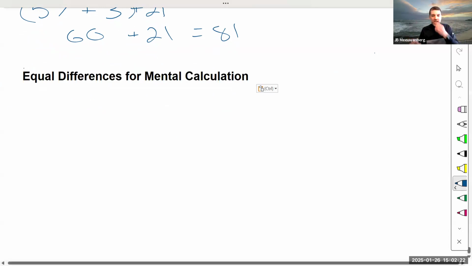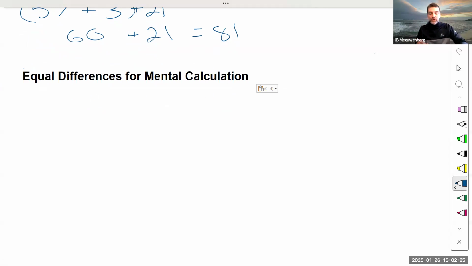Now, this next method, I don't use this one as much as the previous two examples, but it provides you another option. This is called equal differences for mental calculation. This one really uses the fact that the difference between two numbers is unchanged when both numbers are increased or decreased by the same amount. And sometimes you can replace a difference by a more convenient difference.